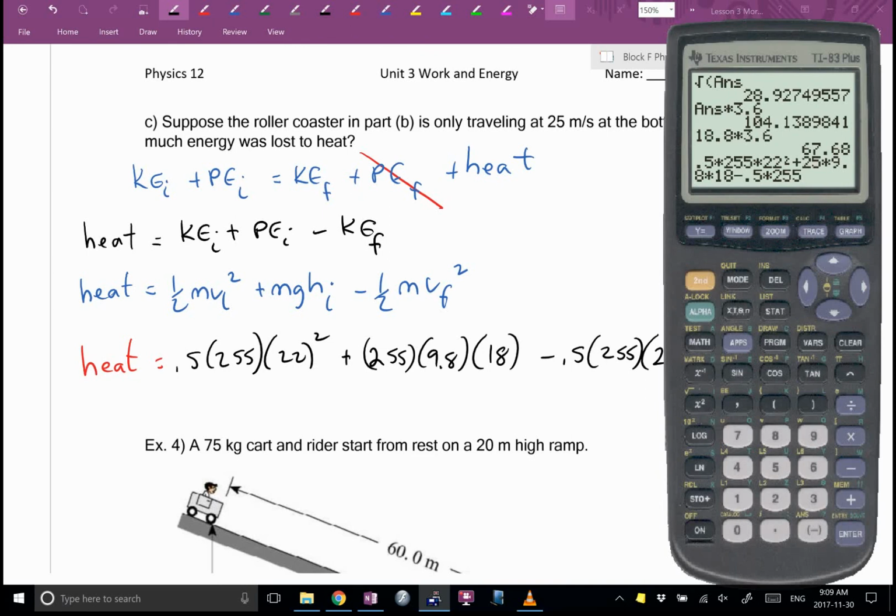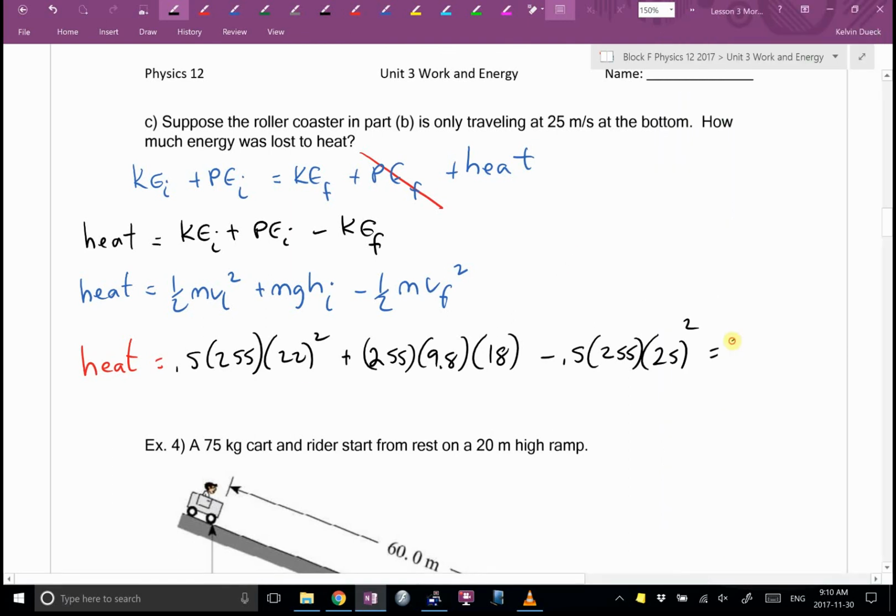Give me 1 second here. Continue 9.8 times 18. Take away 0.5 times 255 times 25 squared. I'm not confident that I typed it. Is it 27,000? Yeah. Holy smokes. Okay. 27,000 joules of heat. What else can we do?